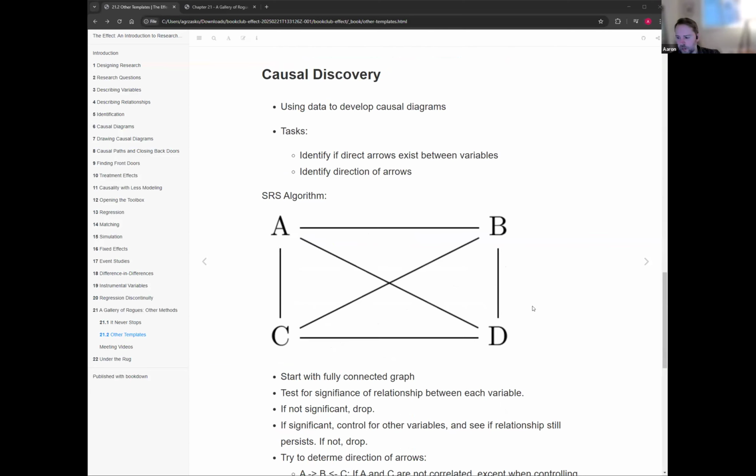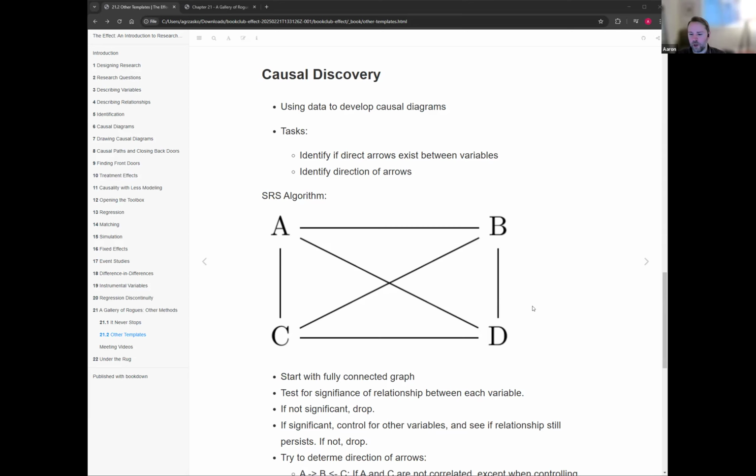And in the book, there is a reference to an algorithm, SRS. I think that's just the initials of the authors that created this algorithm. It sounds like it's a slow algorithm and there are better ones out there today, but this one is a good place to start if you want to go down this rabbit hole.